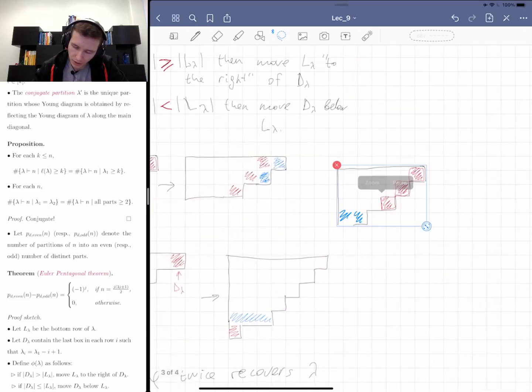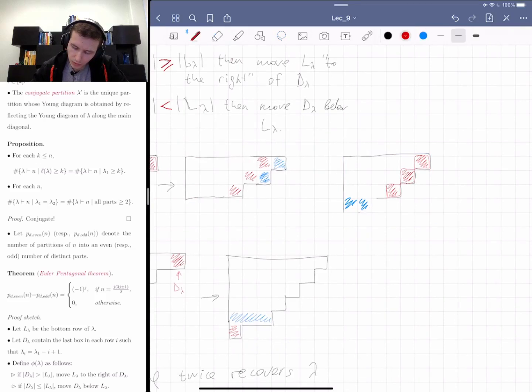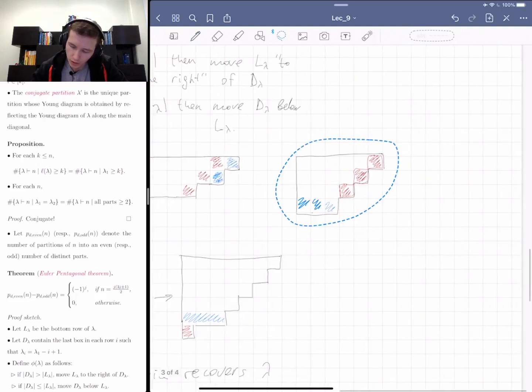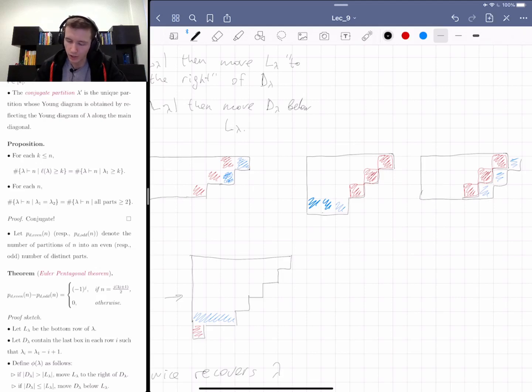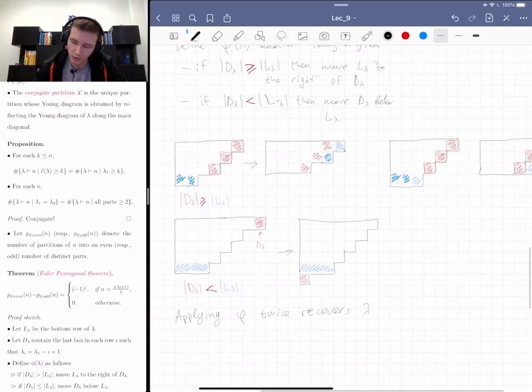If you had an extra thing in the bottom row, something like this, then you would remove the bottom row, and you would move it to the right, and then you would still get distinct parts. So for the equality, I want to move the bottom row to the right.